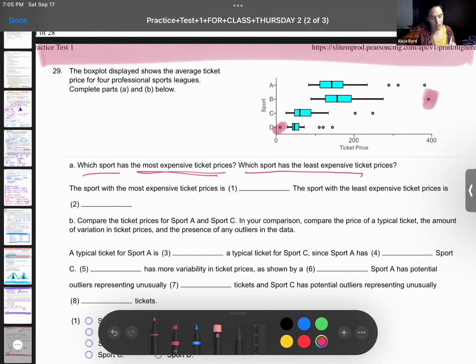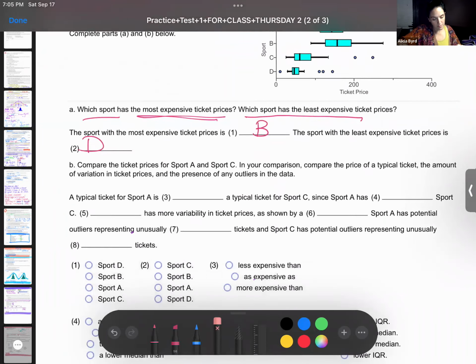So for part A, the sport is going to be sport A. I'm sorry, not A, B. Sport B. I looked at A up there. So B has the single highest ticket price, and then D has the lowest ticket price, so least expensive. So they have some outliers that follow that.